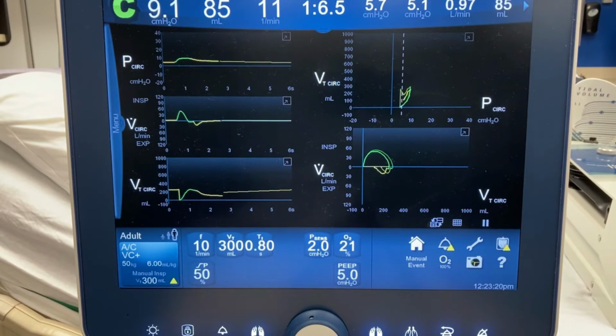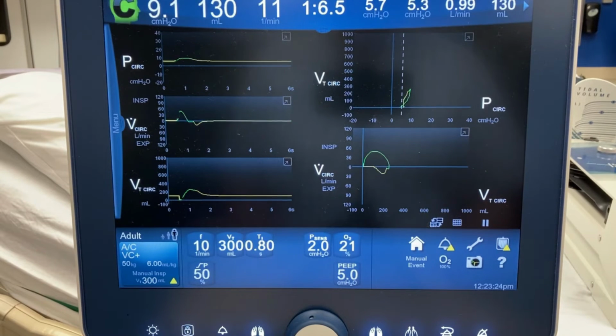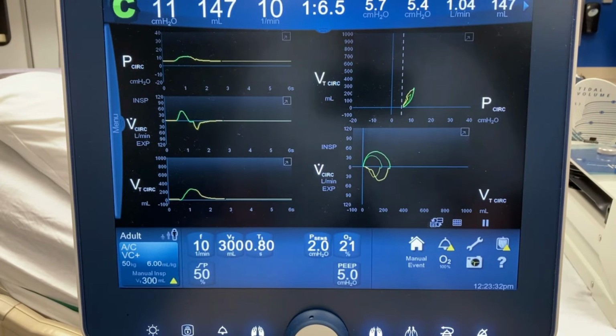And then we'll fix our leak here and see how things change. And there we go. You can see our PEEP is held, our volume waveform is starting to look a little healthier there. And so that's how you can tell leaks.